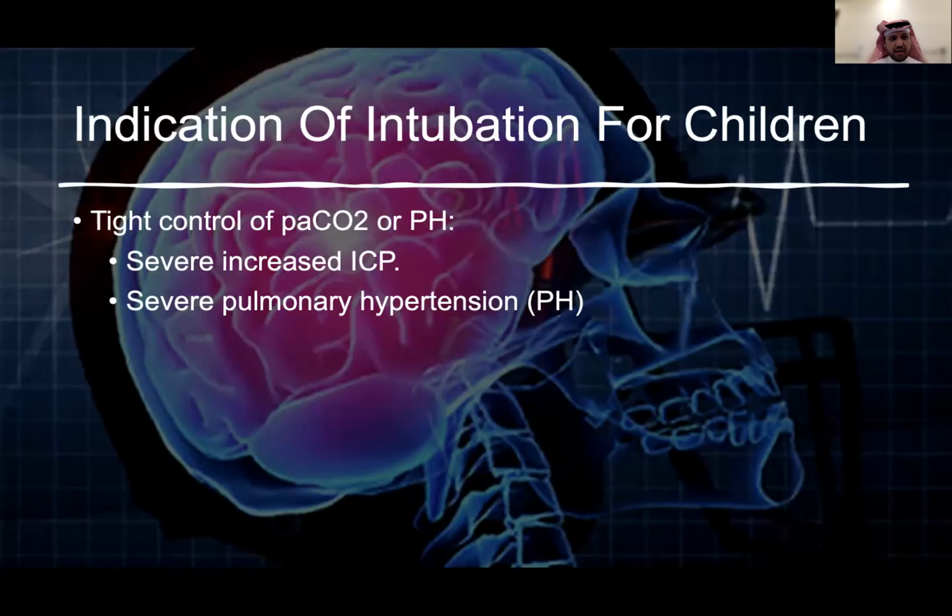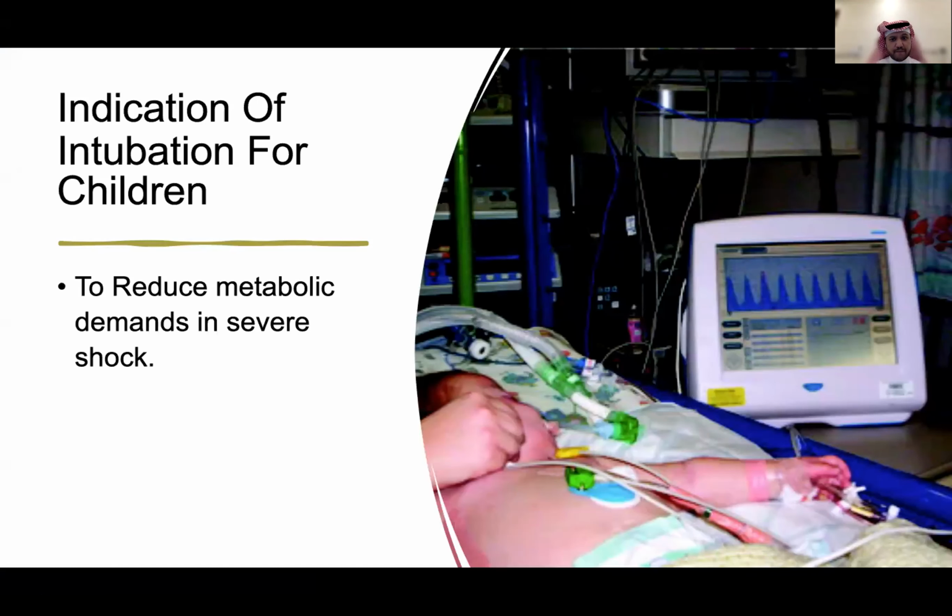Here we also need to control the carbon dioxide, like in kids with increased intracranial pressure. So you need to control the carbon dioxide between 25 and 30. So you need to manage that one, and secure the airway. Severe pulmonary hypertension is another example.